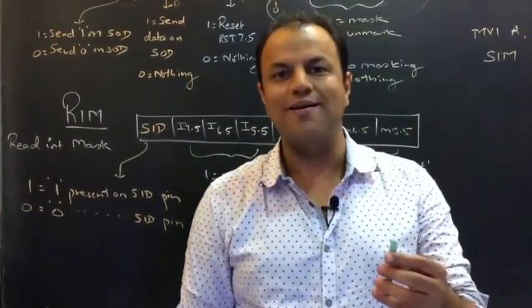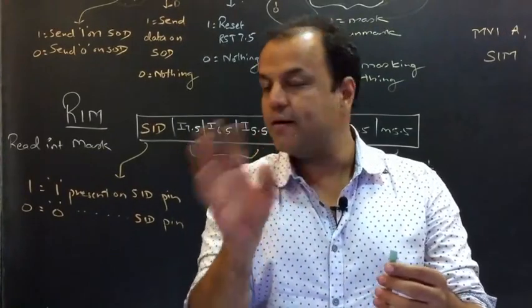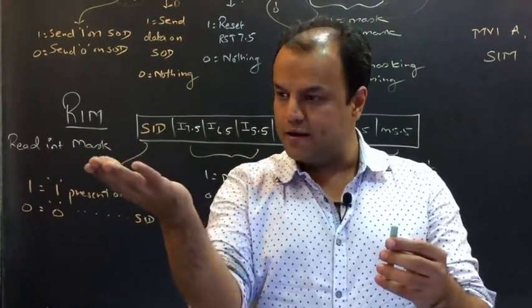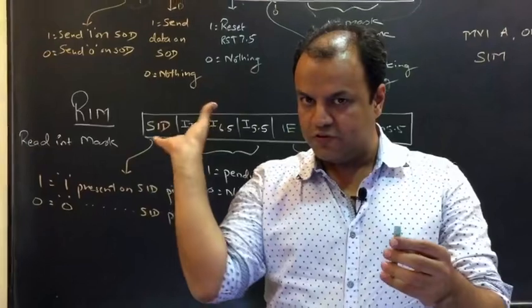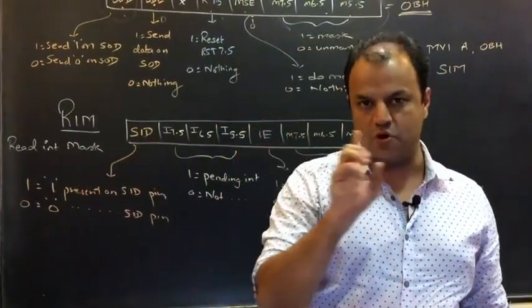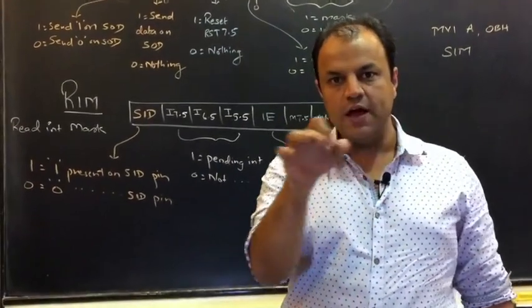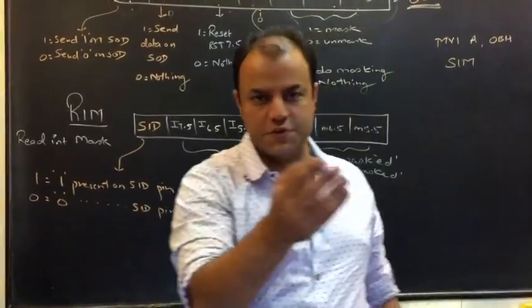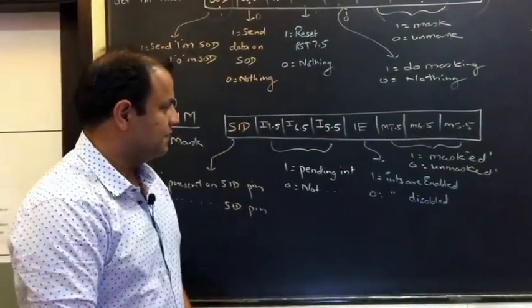So when you do RIM, you just have to write RIM, nothing else. The moment you write RIM, the microprocessor will give you this information in the A register. You look at the A register, apply this combination on the pattern of the A register, and you will understand what information is in which bit. Now this is the information you get.